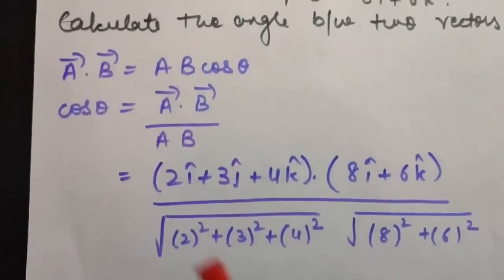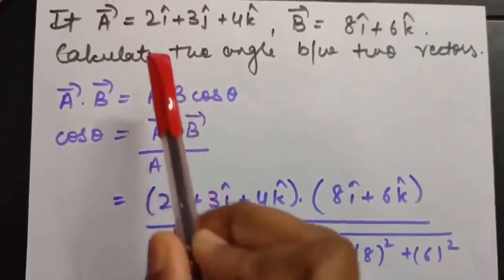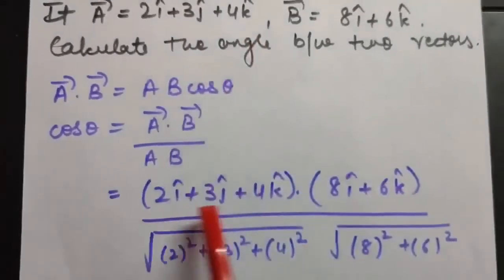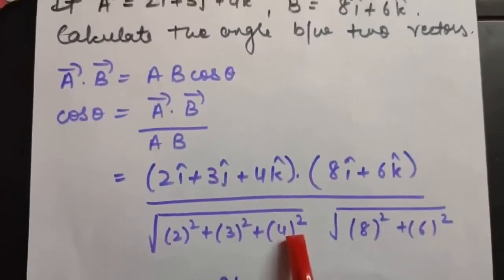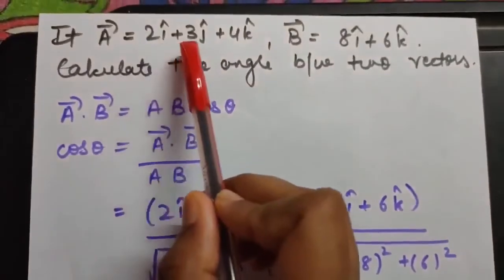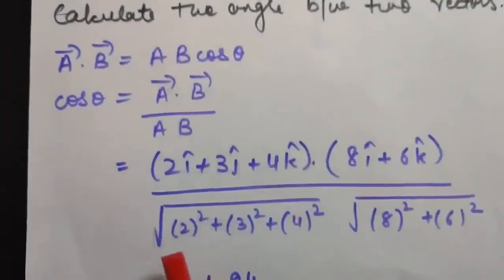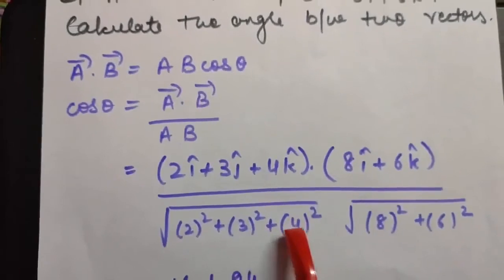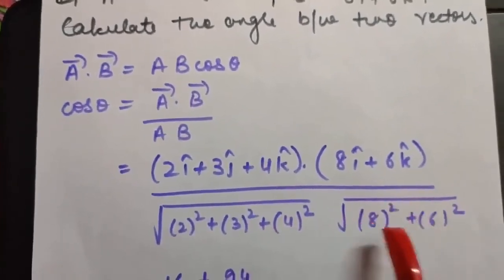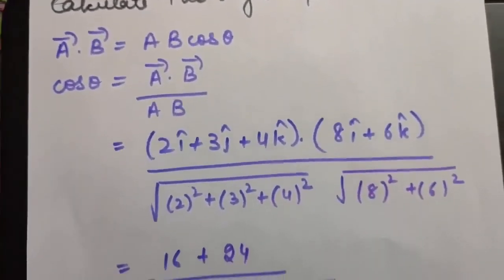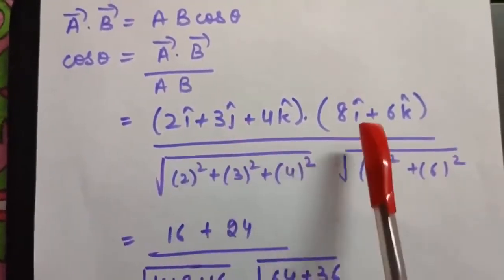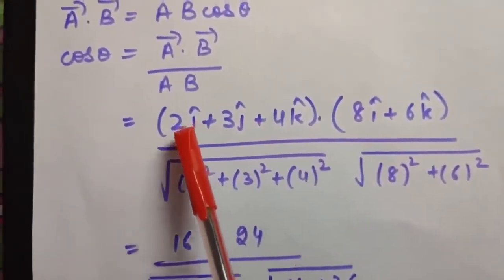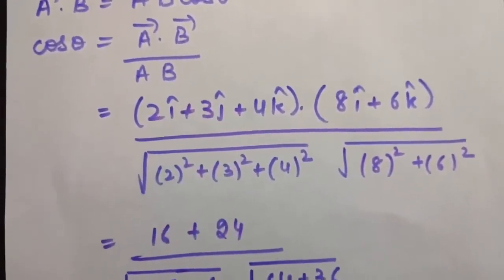Okay, so now put in all the values. So vector A is this, so A dot vector B. Okay, so this is magnitude of A, that is under root of 2 square plus 3 square plus 4 square, and similarly magnitude of vector B. Okay, now you can easily solve these parts, but how do you solve this? See, we will simply multiply as we used to multiply in brackets.